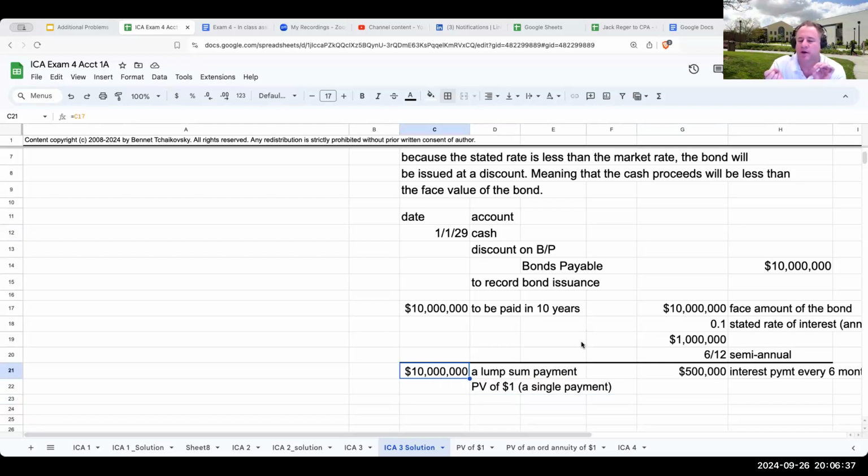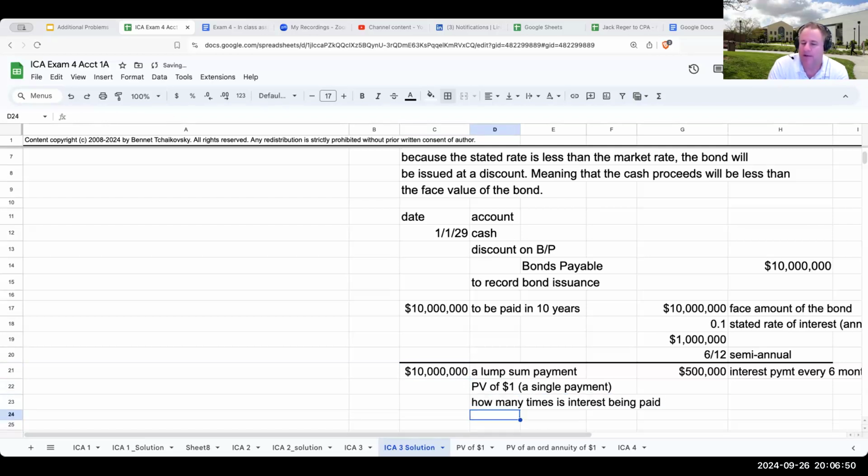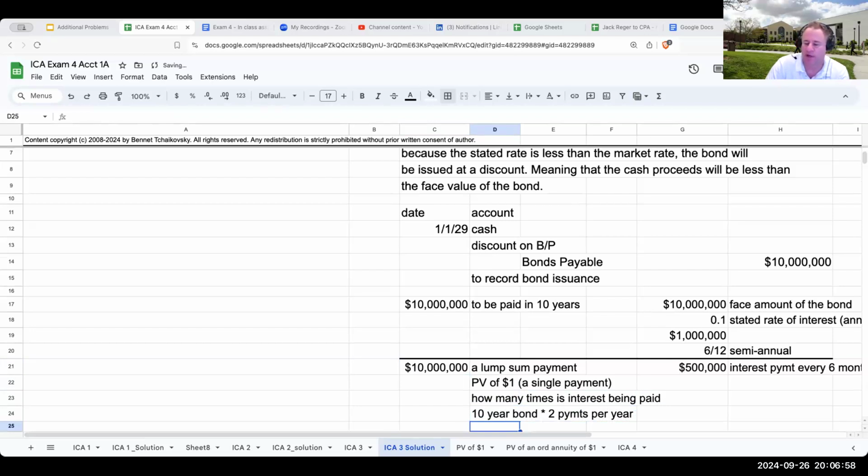So coming right over here, when I go to the present value tables, I need to know two things. How many times is interest being paid? In this case, it's a 10-year bond with two payments per year. So right over here, this is going to be 20, what we would call 20 periods.